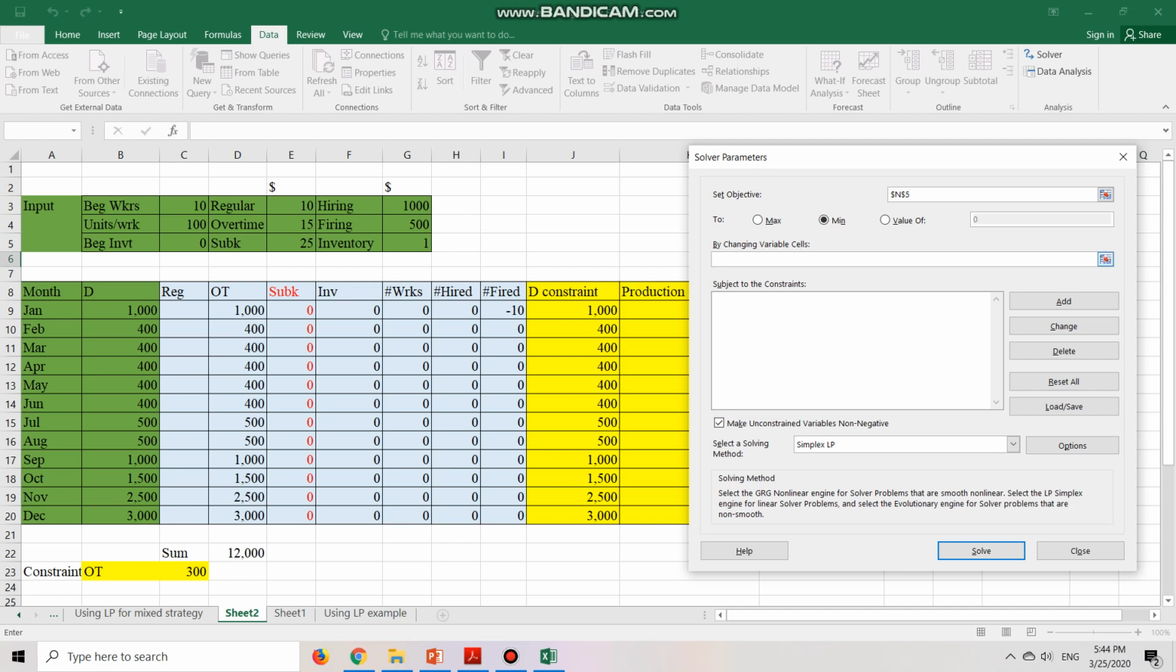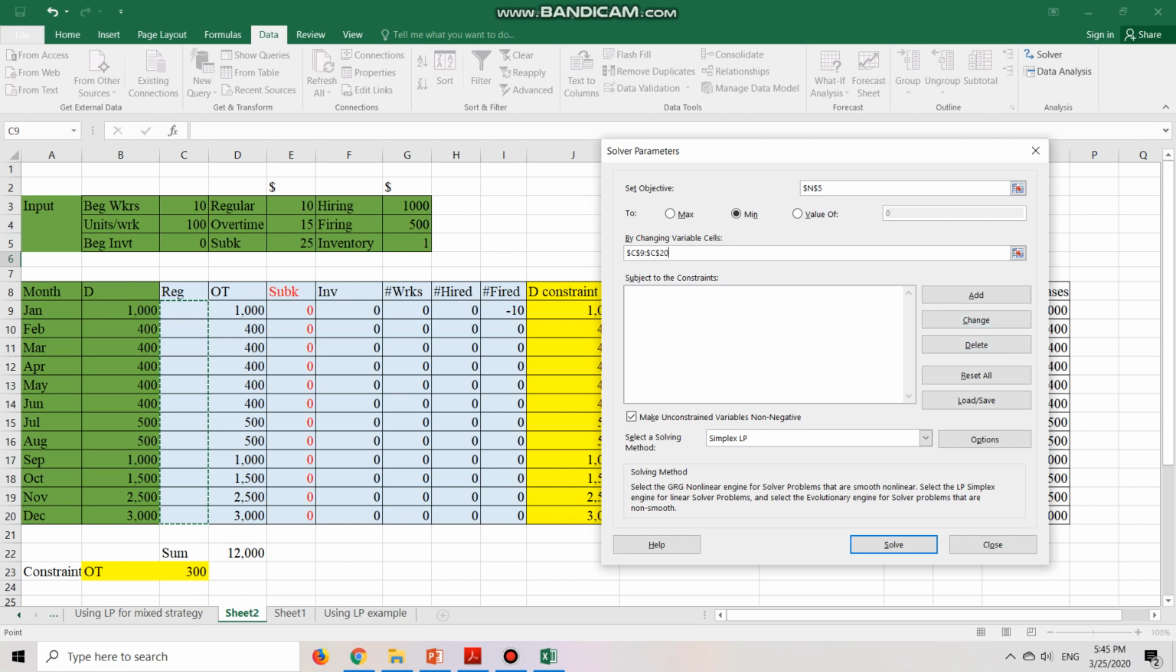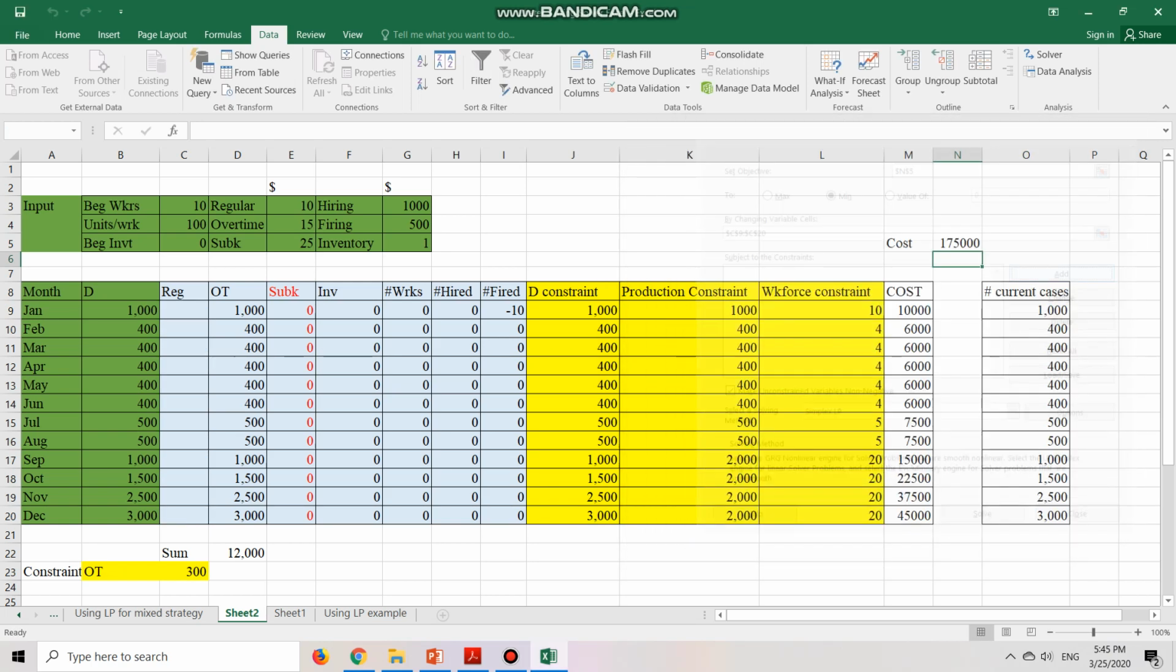So the decision variable is the value of which column you want to change. So we choose the column of regular production because the overtime, subcontracting, inventory, workers, and hire and fire will depend on this. They are also decision variables, but calculated decision variables because they depend on the regular production. So we only choose the value of regular production from C9 to C20. Okay, so we finish our objective function and also decision variable. And now we add the constraints.